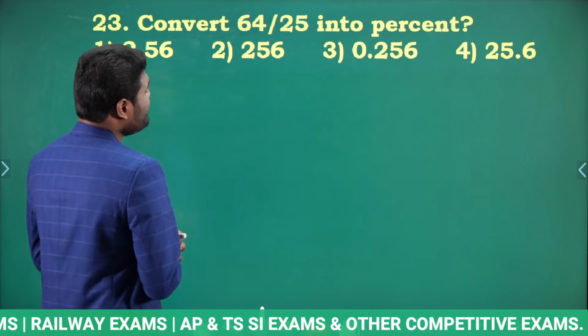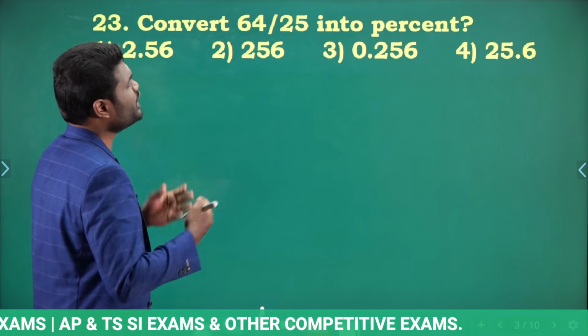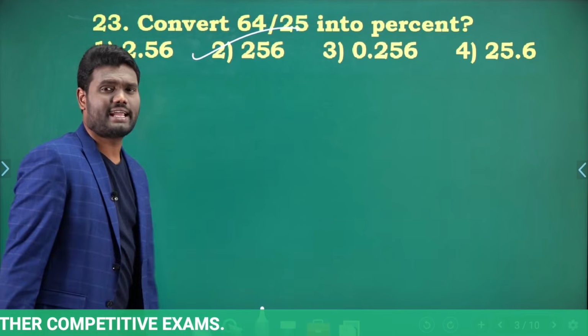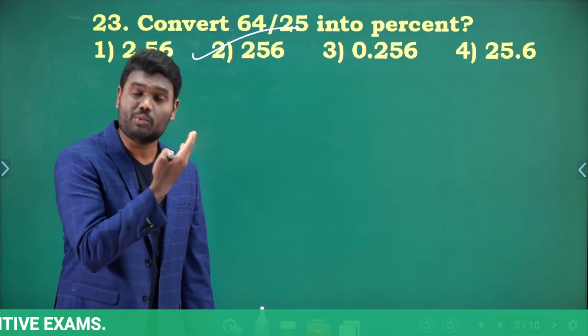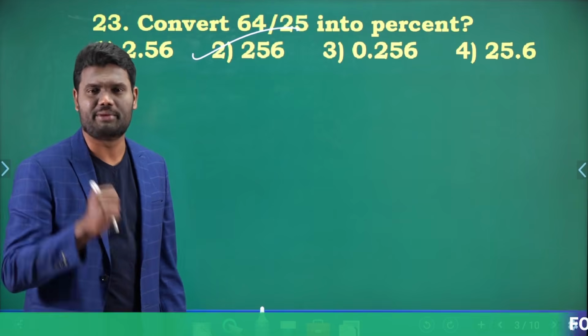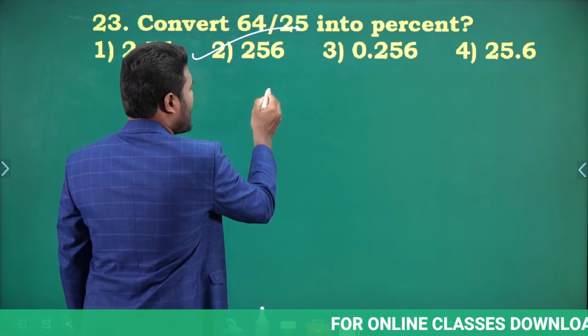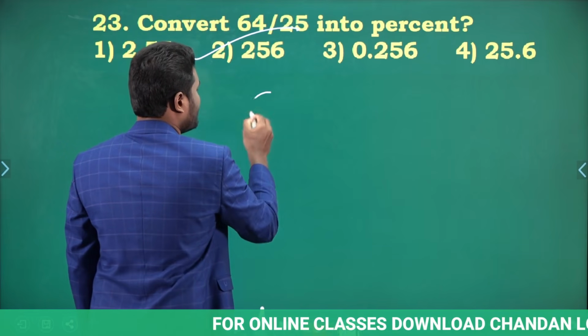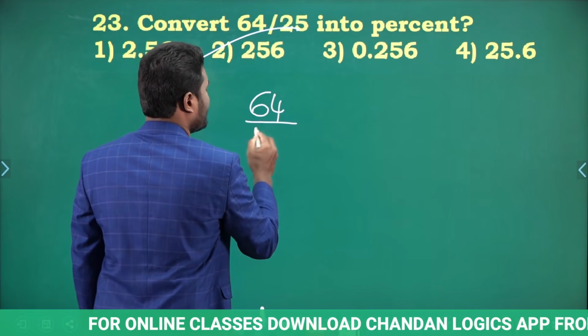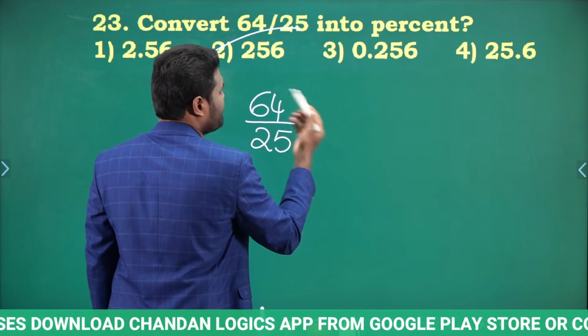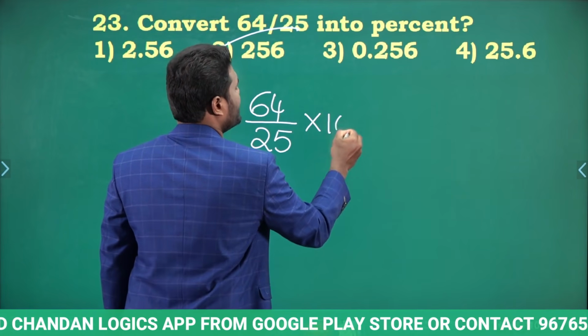Convert 64 by 25 into percentage. It's a very simple question. Just by looking at the question, I can say the answer is 256. And even this was a question that was asked in an examination. If you look at the question, it is 64 by 25. They are asking us to convert this in terms of percentage. So we need to multiply by 100.